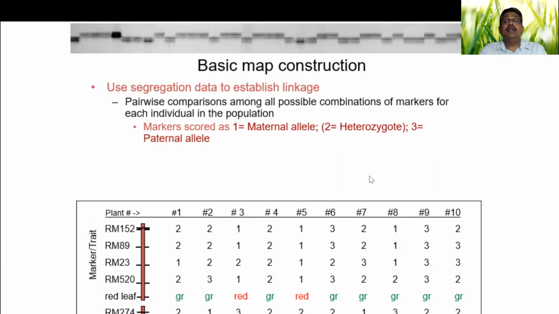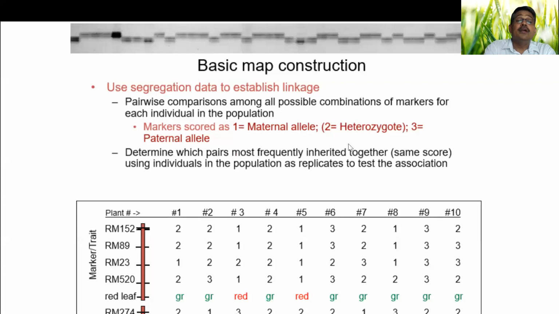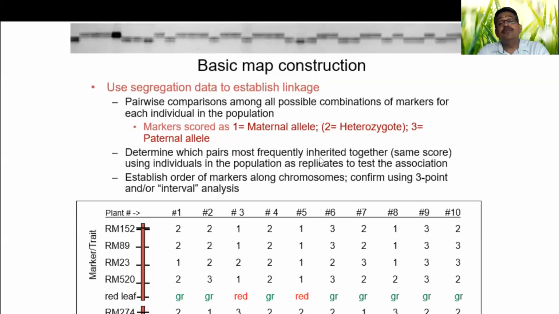The markers show the maternal allele and paternal allele. Sorry, in this case 1 is maternal, 3 is paternal, and 2 is heterozygote. You can designate whatever you like. So determine which pair is most frequently inherited together. If two are inherited together, then they are very closely related. If any recombination occurs, then the order will change.